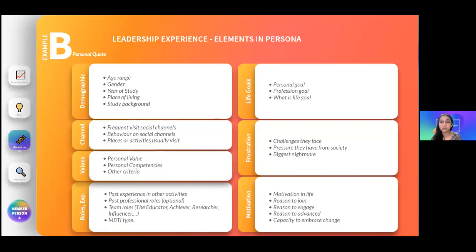Don't worry if you are unable to read this all. This is a separate space which is going to happen by the end of the RFS, and it's going to continue till IC. So don't worry if you are unclear about this, but this is a template in which we calculate their demographics, their channel, how to reach them, what would be their values, their roles and experiences, their skills, their goals, and also frustration and motivation.